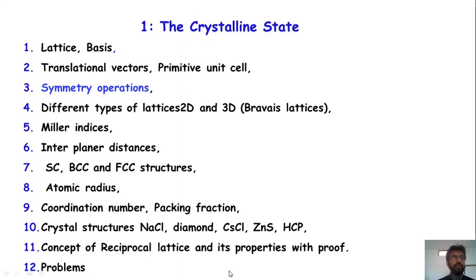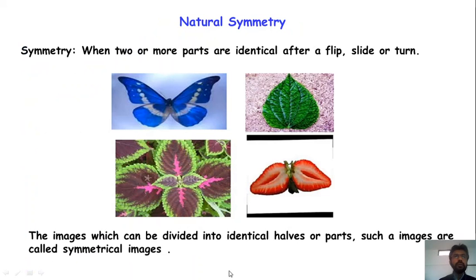Now, dear students, in the second lecture we have studied the translation vector and the primitive unit cell. Now in this lecture we are going to see the symmetry operations. Students, the first question is: what do you mean by symmetry?